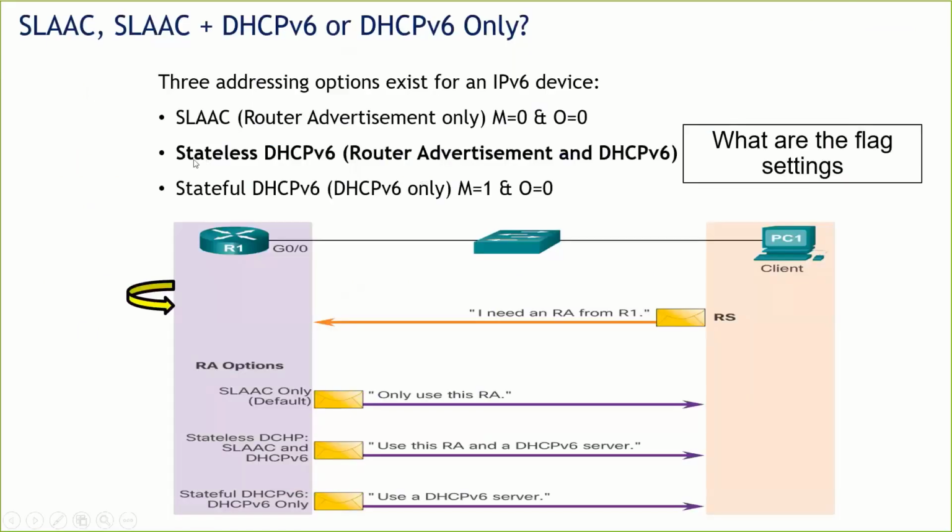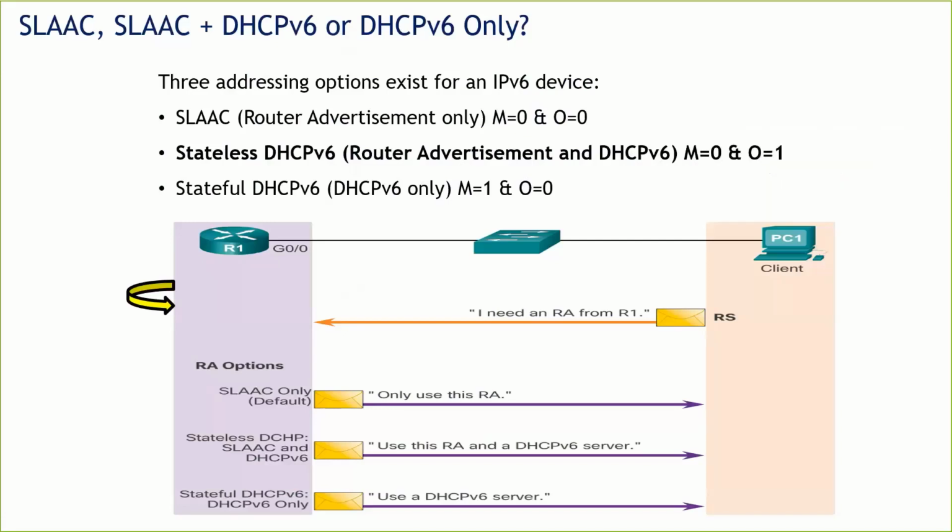If I set up a stateless DHCPv6 router advertisement and DHCPv6, right? So if I'm doing the hybrid version, what are my flags going to be? If I'm using stateless DHCP, which is the hybrid, I'm using SLAAC plus a DHCP version 6 server. What will my flags be? M is 0 and other is on. Right, exactly right. Because the router is managing the address, not the DHCP server, but I need the device to get its information from someplace else.